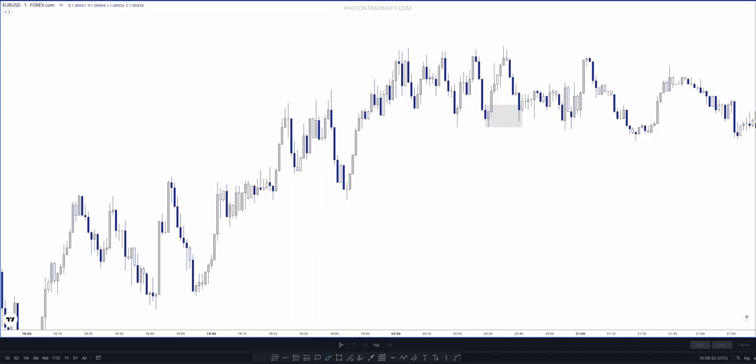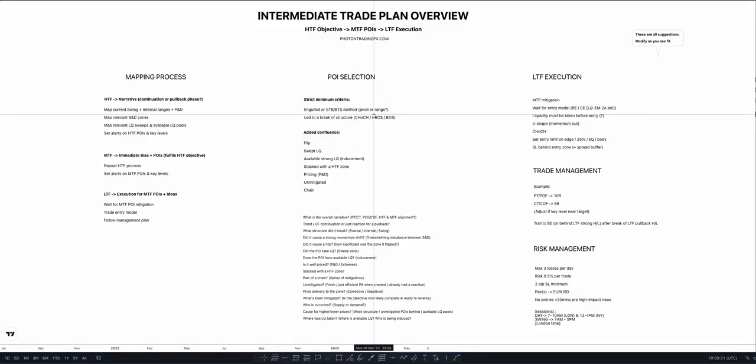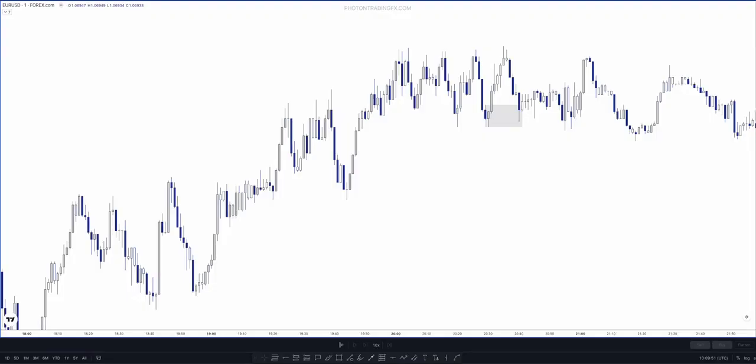Okay, so these are things some of you might want to be really strict on and have defined in your plan, that you only trade from pivots and it must be engulfed. Some of you might want to use your discretion with that. And obviously the other strict minimum criteria is it must have led to at least some form of break of structure, right? So minimum, it would be a fractal break.